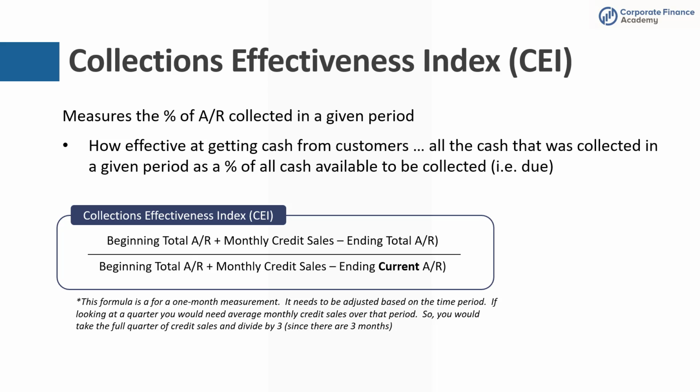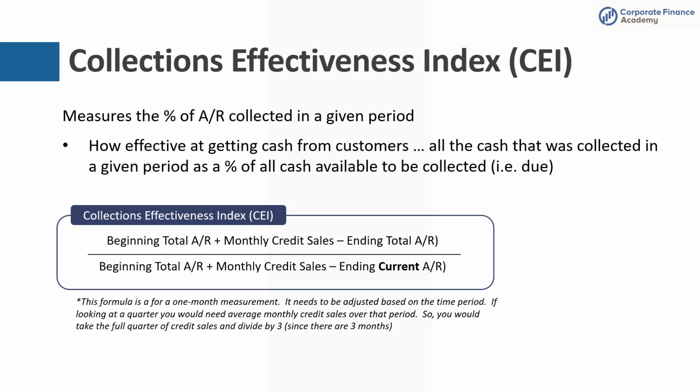Well, the formula for Collections Effectiveness Index is your beginning total AR plus monthly credit sales minus ending total AR, divided by beginning total AR plus monthly credit sales minus ending current AR. Now, current's a wrinkle. And that might be a little confusing. We're going to break it down here in a second. But one thing to remember, and there's a footnote there, when we look at this formula, this is for a 1 month measurement. It needs to be adjusted if you're looking at a different time period.